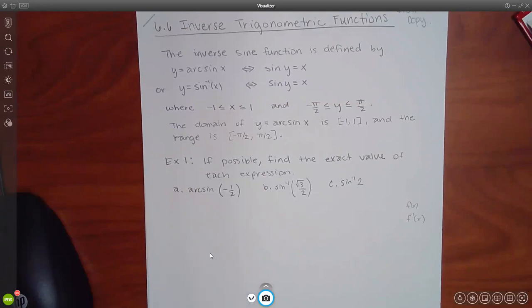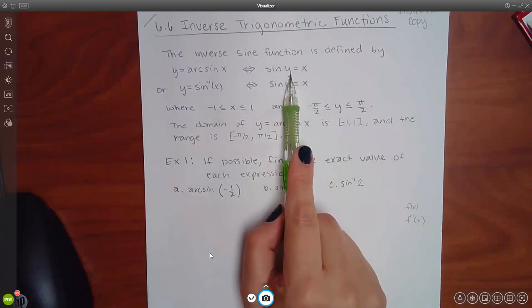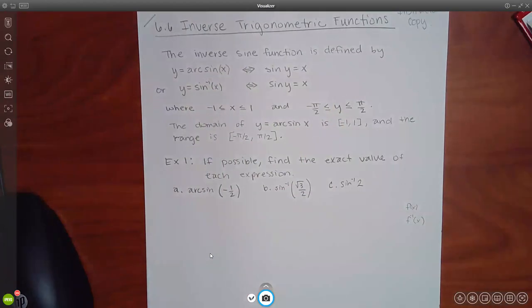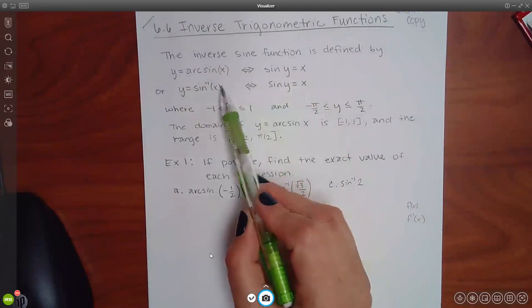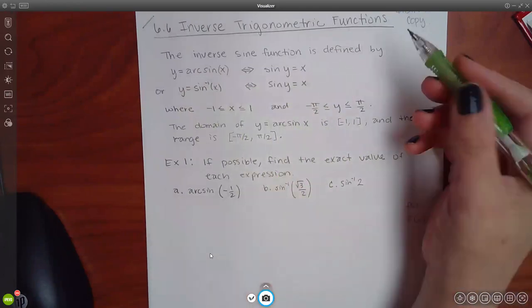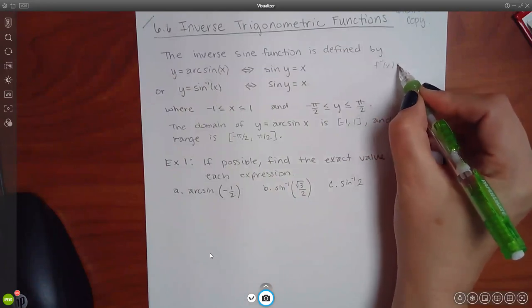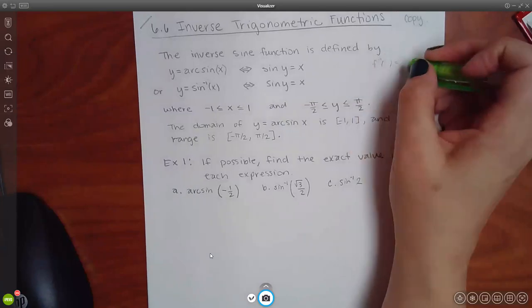Basically, what they're trying to figure out is what did you take the sine of to get whatever's inside here. Okay, so I usually like to rewrite them in their equivalent forms. It's the same as back in the day when we did this. I should use this letter. I'm going to use this letter.